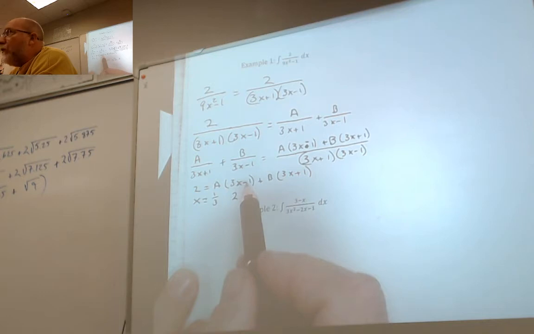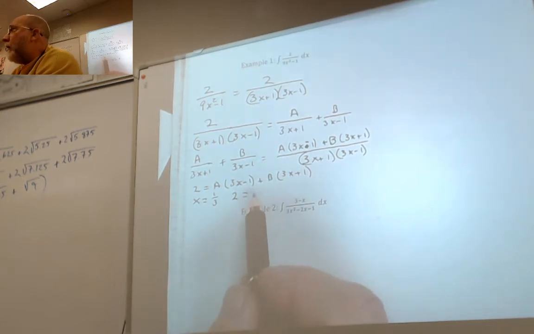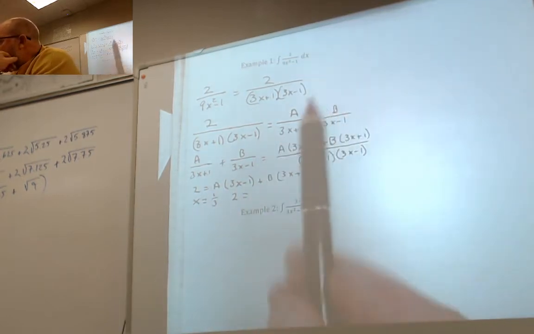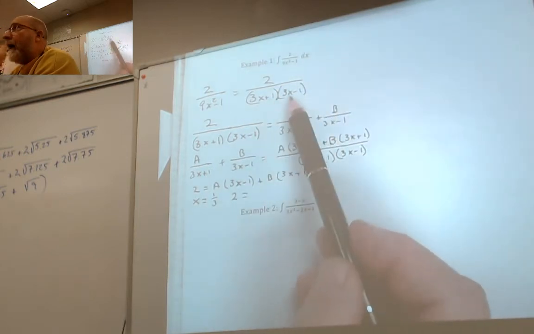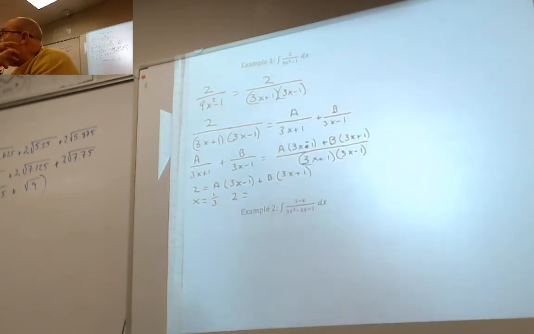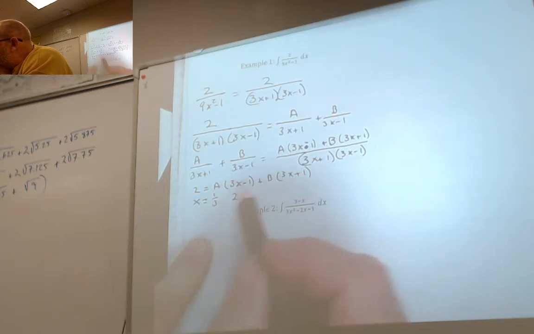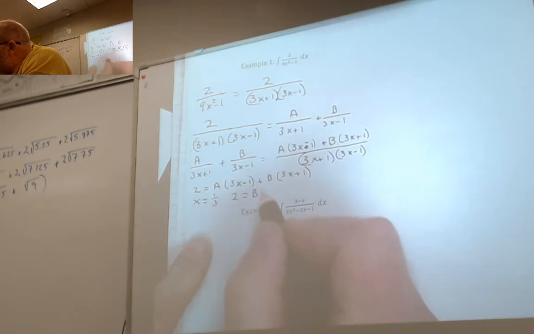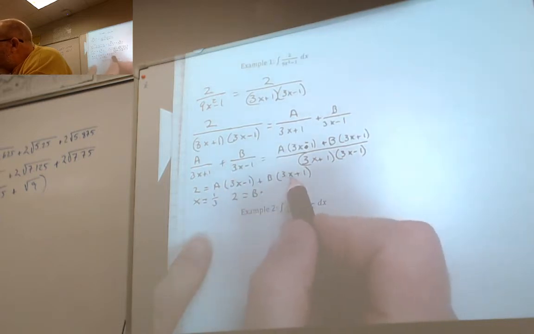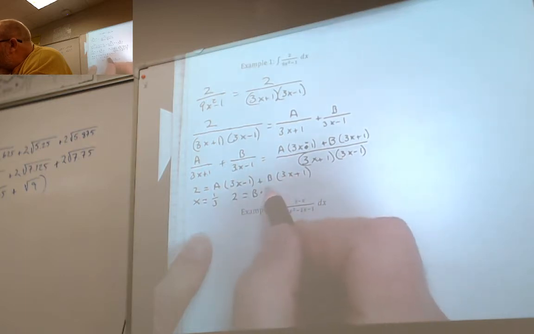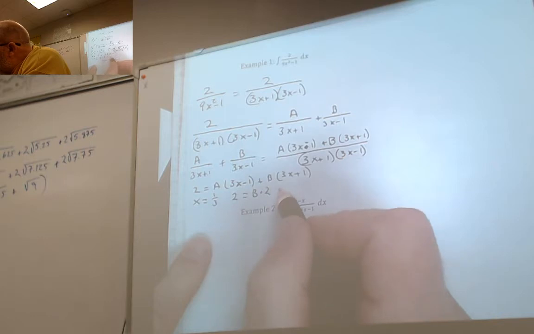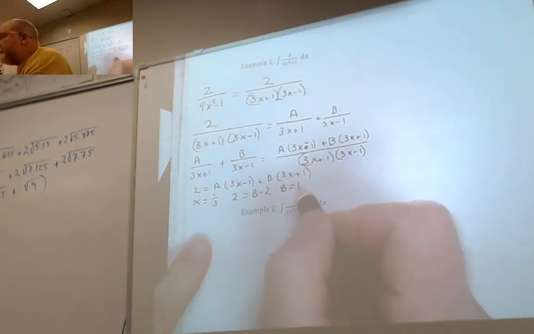Now, if I put a third in here, I get 0, correct? Now, the reason I can do this is because I'm not talking about the denominator. If I put a third into here, I'd have issues, correct? But since I'm only talking about the numerator, I can ignore the denominator. So if I put a third in here, what would this numerator be? Well, 2 would equal, this would be gone, and I would have b times, well, 3 times a third is 1, and 1 plus 1 is 2. That means b has to equal 1.